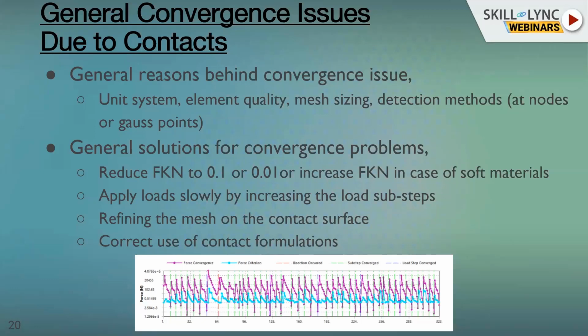Increase the substeps in the model. Refine the mesh on the contacting surfaces, and last is the correct use of contact formulations. Like I was saying, Lagrange will give you more iterations, more convergence challenges. So use the contact formulations correctly. What is recommended for Ansys is augmented Lagrange. What is recommended for Abaqus is the pure penalty method. So with those formulations you can solve the problem and get a converged solution.